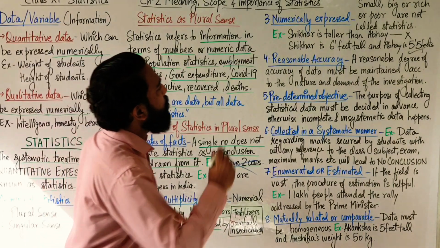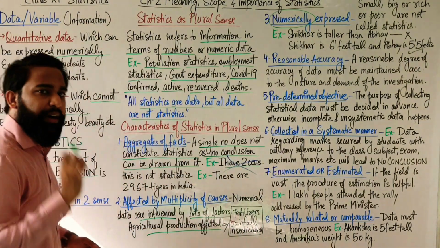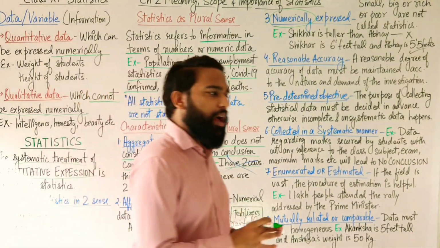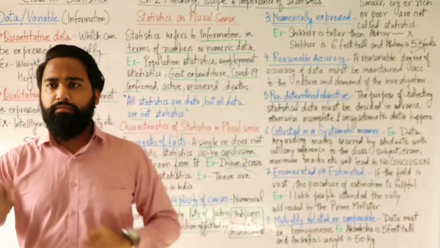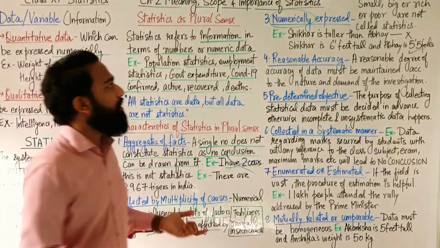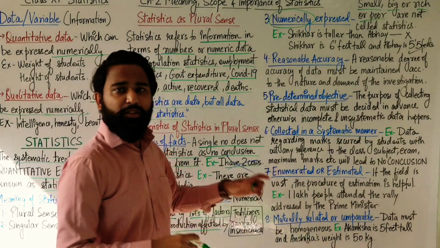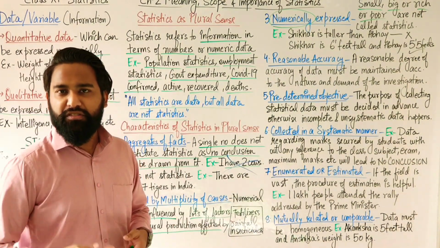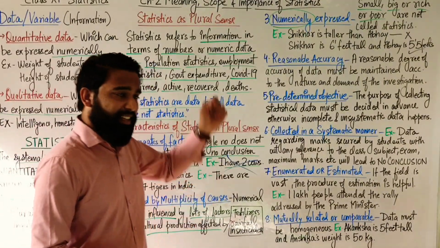The next one is numerically expressed. The whole statistics, in the plural sense, must be numerically expressed. But sometimes there are people who don't compare numerically. They say you are taller, you are shorter, you are big, you are small. So this is not statistics. Terms like small, big, rich, poor are not called statistics. You are rich, you are poor, I am rich, I am poor. No, this is not statistics at all.